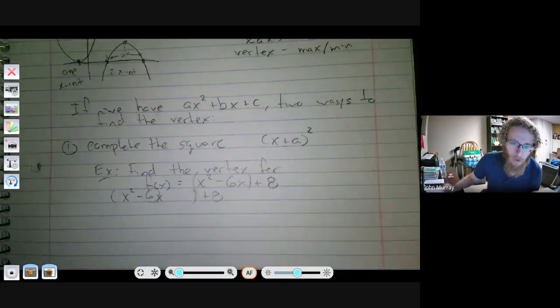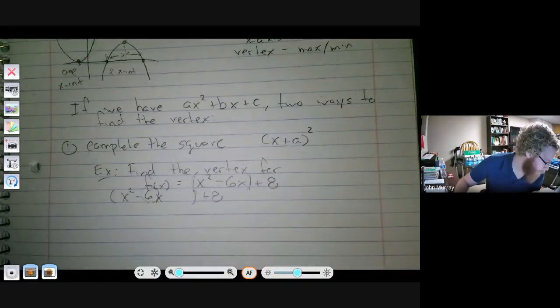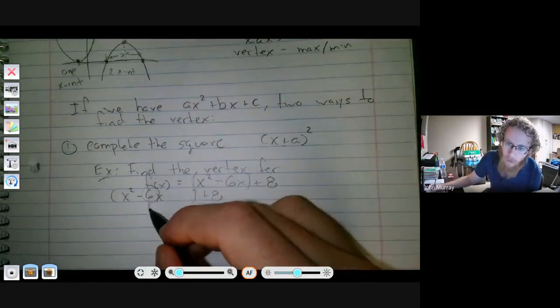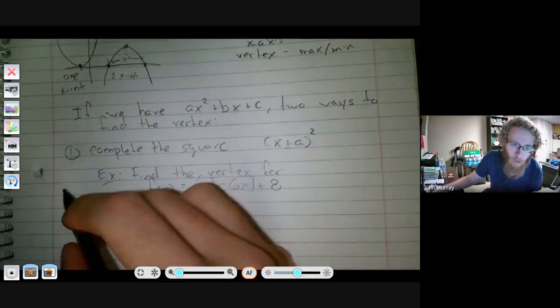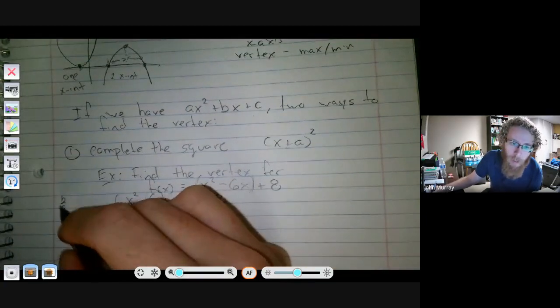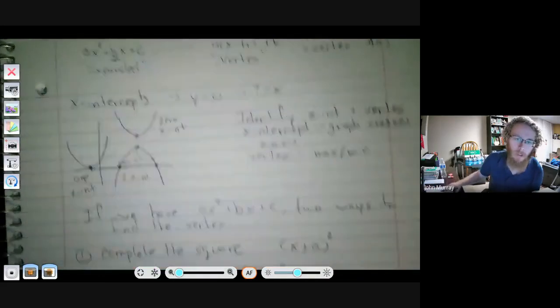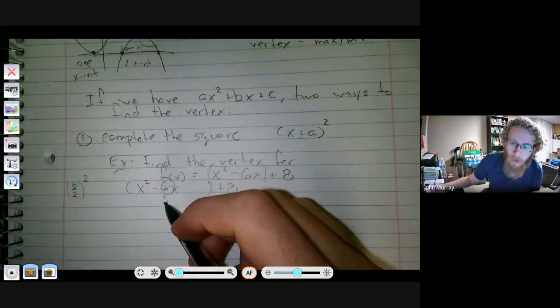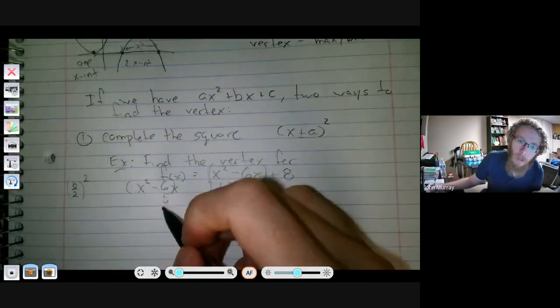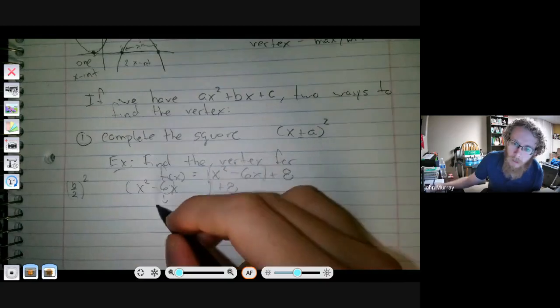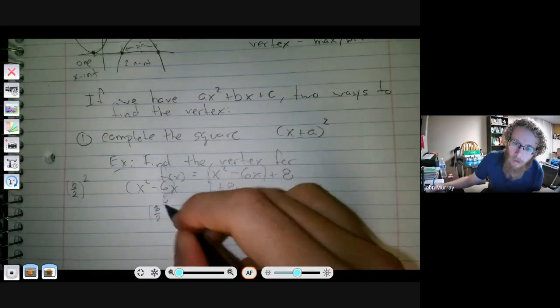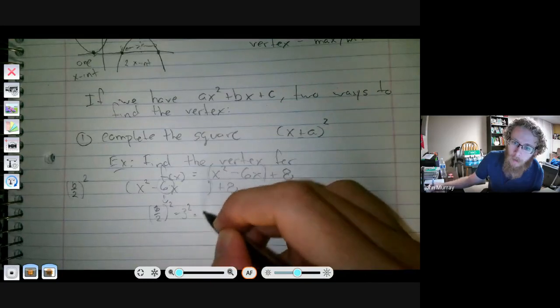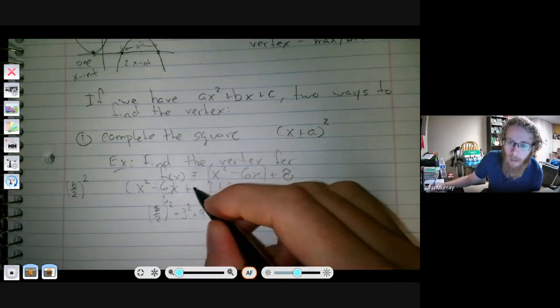So we look at our x value there, right? So we have to take, I don't know if you remember this, half of b, and then we square that, okay, right? And here our b term is next to the x. So we're going to take half of that and square it. So we do half of 6 is 3, and then 3 squared is 9. Okay, so I'm going to add 9.